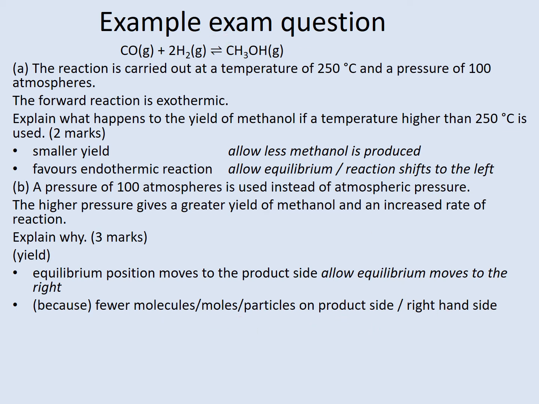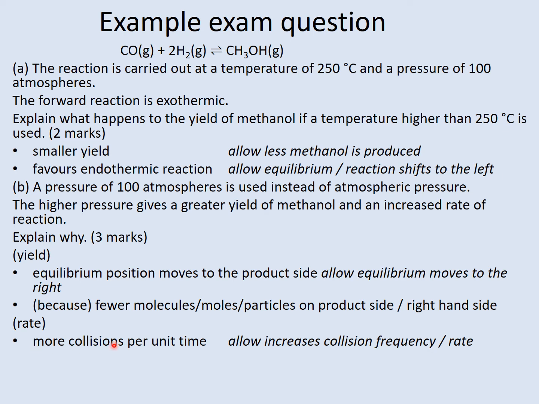That is true. And the final mark is about the rate. And there are more collisions per unit time. Right, this is interesting. So I did chop off here. It said ignore just more collisions. So they want you to be specific. There are more collisions in a specific time. That, of course, is what this means, isn't it? Increases collision frequency. If you say that, then, of course, that is the same as saying per unit time.